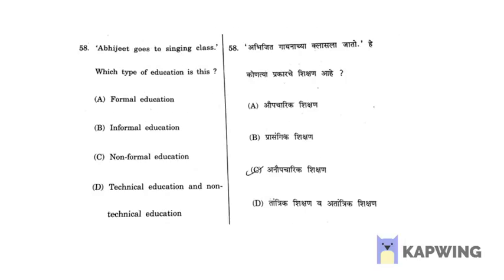So friends, now this is the last question of this series. It is the 60th question. For other questions, watch my previous episode where I have explained how the answer has come. But in this series I have not explained, only the final answer I will give. Abhijit goes to singing class. So this type of education is informal education. So the correct answer for this question is B.